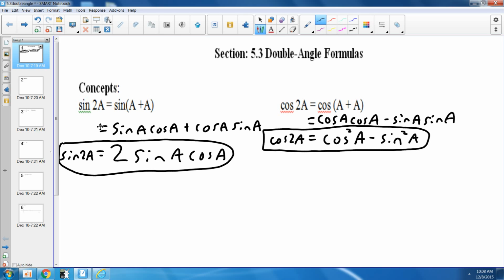The way you get the other identities is to substitute in for the cosine squared of A and the sine squared of A by using your Pythagorean identity, which says that cosine squared plus sine squared is equal to 1. When you subtract one of those to the other side, you can substitute in here. So that's what I'm going to do. I'm going to split this down into 2 other ways and then simplify, and then you'll be able to use one of the 3. Sometimes when you use one, it's going to save you a lot of work. So you want to be selective on what you choose.